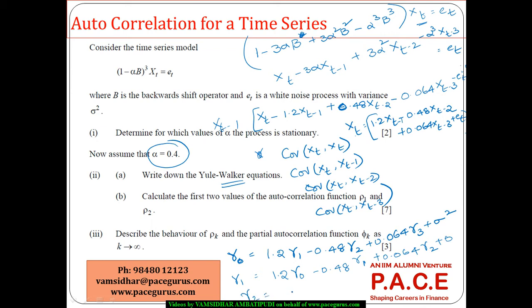Similarly, when I am doing for gamma 2 also, doing it with respect to xt minus 2, 1.2 gamma 1 minus 0.48 xt minus 2, and xt minus 2 will give me gamma 0, and again 0.064 xt minus 2 and xt minus 3 giving me gamma 1 plus 0. So these are the expressions, and probably even for gamma 3 I can do the same: 1.2 gamma 2 minus 0.48 gamma 1 plus 0.064 gamma naught. So these are the expressions that we are getting.